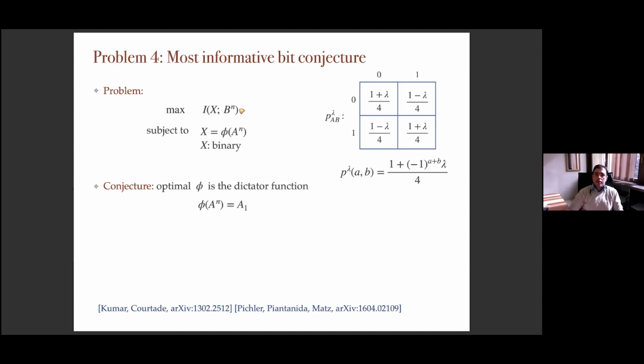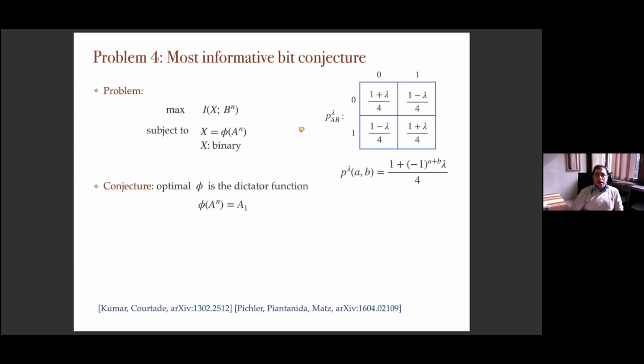And now the question is, what is the mutual information between X and Bob's inputs B^n? I want to find a function phi for which this mutual information is maximal. And the question is, what is the best choice for phi? And the conjecture is that the optimal phi is a dictator function, meaning that phi ignores all copies of A except one of them, let's say the first one, and then also the first. So the best function is the dictator function.